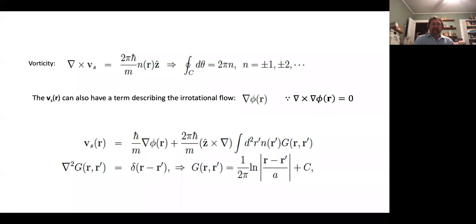And then it becomes an algebraic equation and you can invert it. And when you invert it, this G of r and r prime is just the logarithm of mod r minus r prime divided by some cutoff. Actually, this should be the system size, but we wrote it as just a, and of course plus some constant.